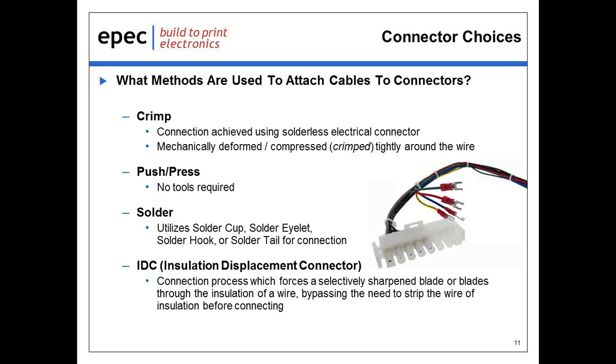Another type of connection is an IDC connection, or an insulation displacement connection. This type of connection process forces a sharpened blade to pierce the insulation and to make contact with a conductor. The IDC connection bypasses the need to strip the wire of insulation before connecting the contacts to the conductor. The IDC process is used in the termination mainly of ribbon cables, but also can be used in the termination of hookup wires as well.